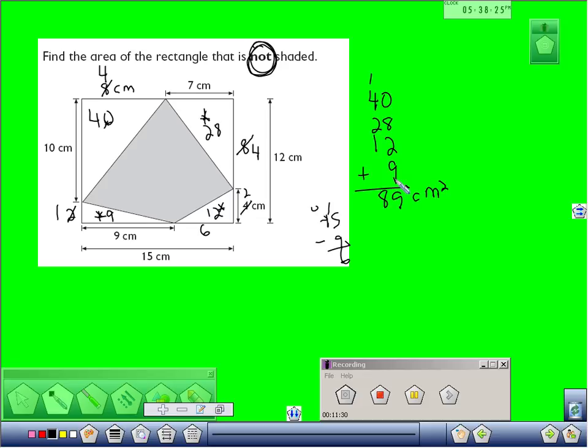Okay, that was the last problem. Hopefully you learned a lot on how to find the area of a triangle.